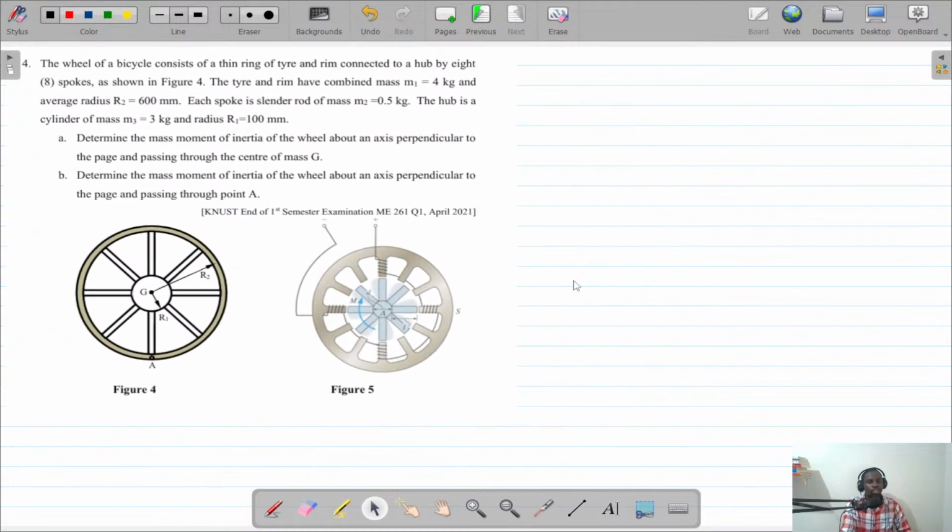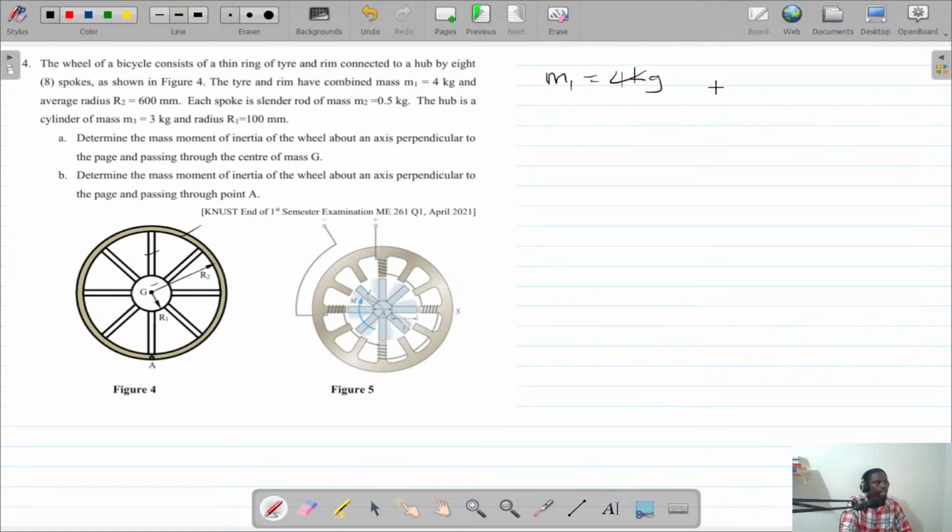Okay, so with this problem, there is a hub at the center over here. There is this bicycle tire with a hub and then spokes. The moment of inertia will consist of the rim, the spokes, and then the hub. They said the bicycle wheel consists of a thin ring tire and a rim connected to a hub by 8 spokes. The tire and rim have a combined mass m1 equal to 4 kilograms.